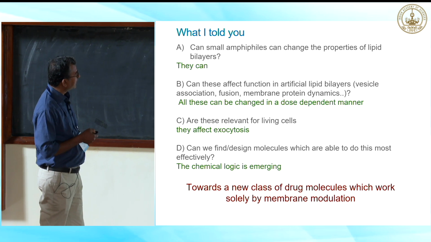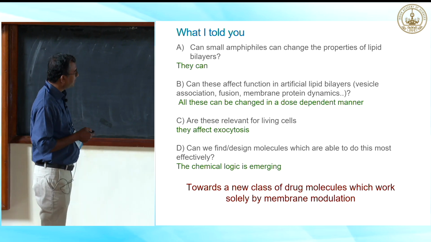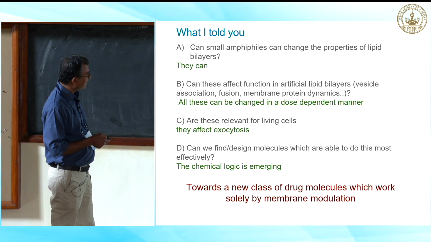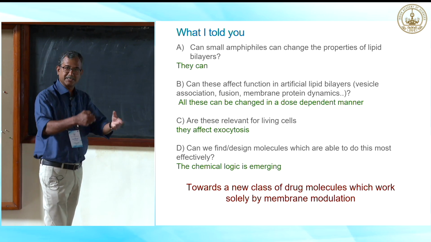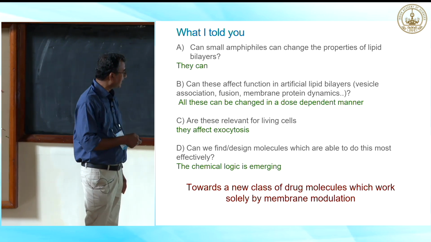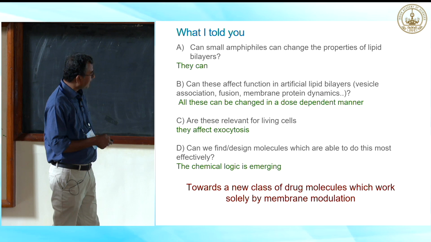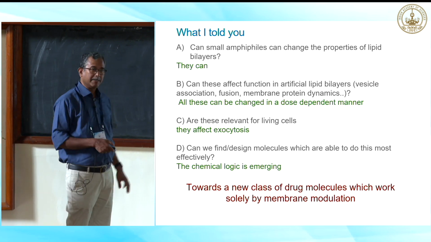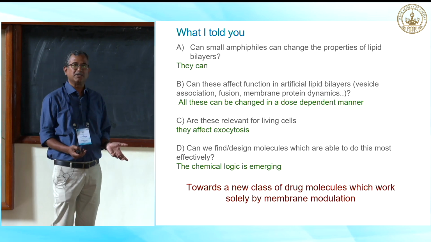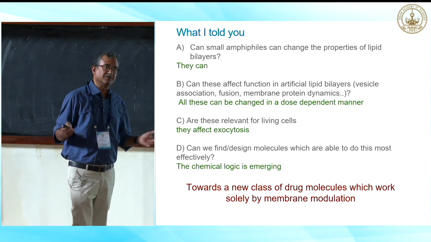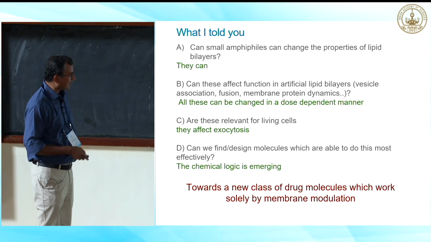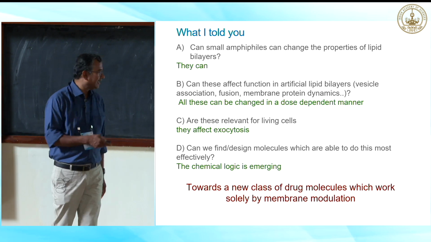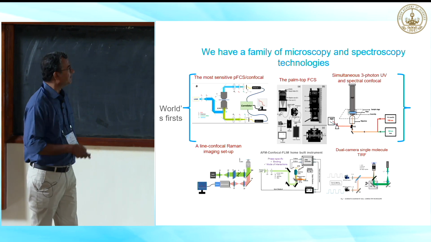So this is what I told you. Can small amphiphiles change the properties of lipid bilayers? They can. Can these affect functions of bilayers such as vesicle association and fusion, important for exocytosis and endocytosis? They can, and this is relevant for living cells. I just showed you some cell pictures. And can you find the chemical logic of why some molecules do it and some molecules don't, or they do it with orders of magnitude different efficacy? And I think the chemical logic is emerging, so that a new class of drug molecules which work solely by membrane modulation is in principle possible.